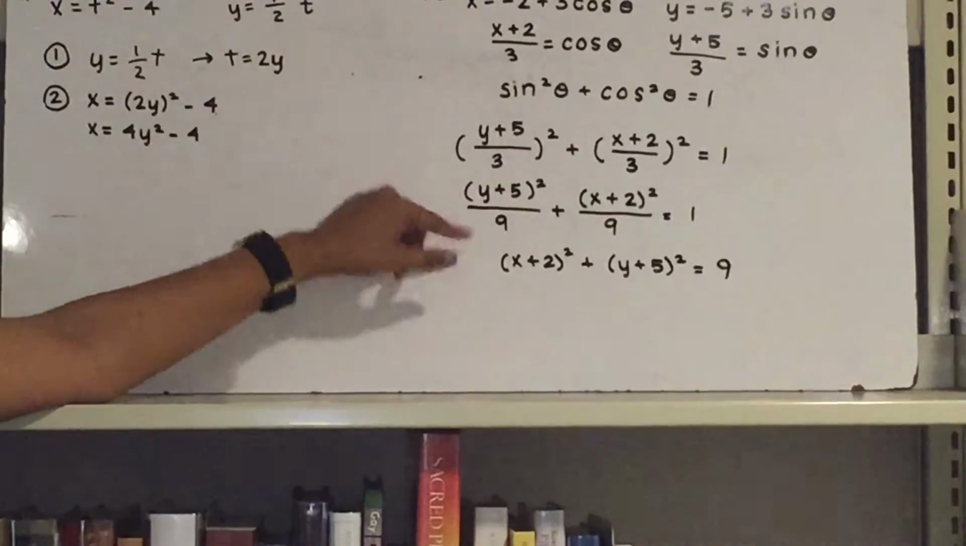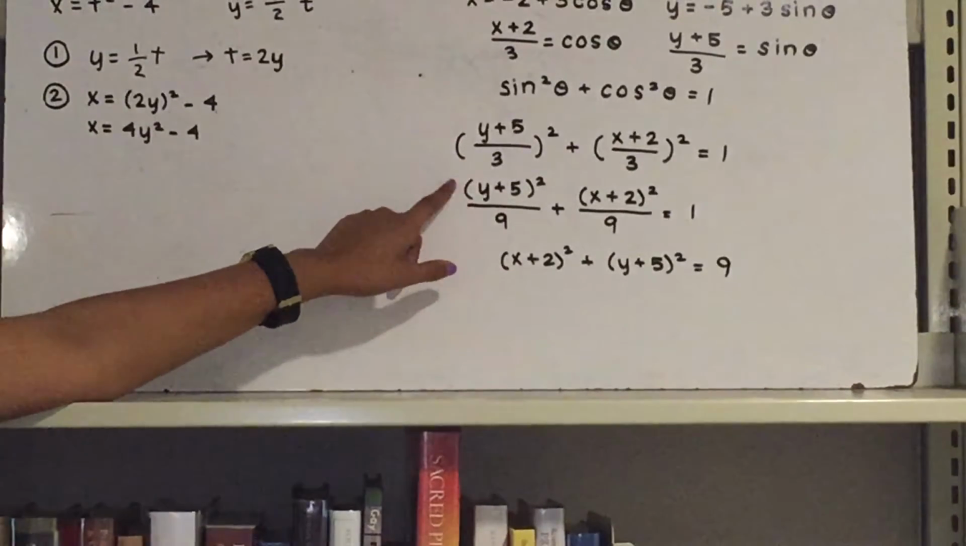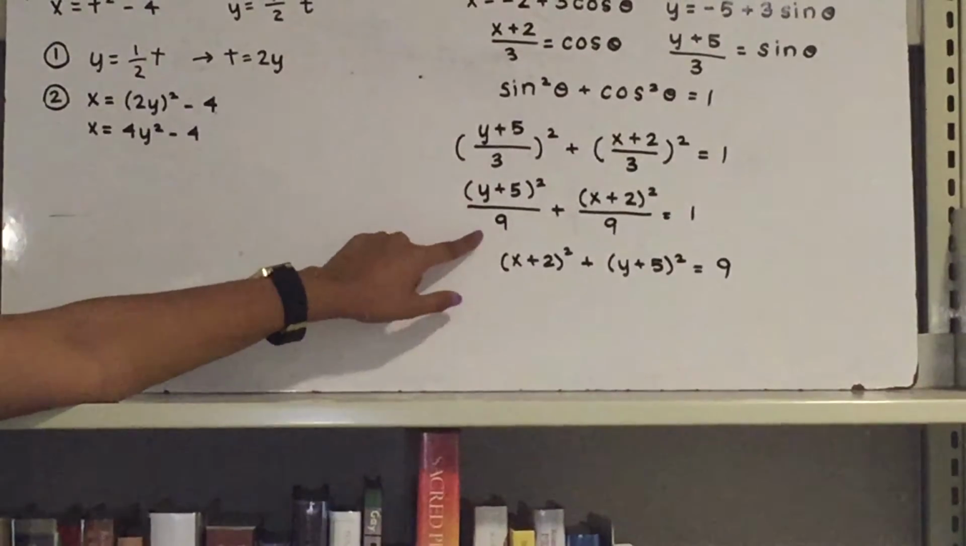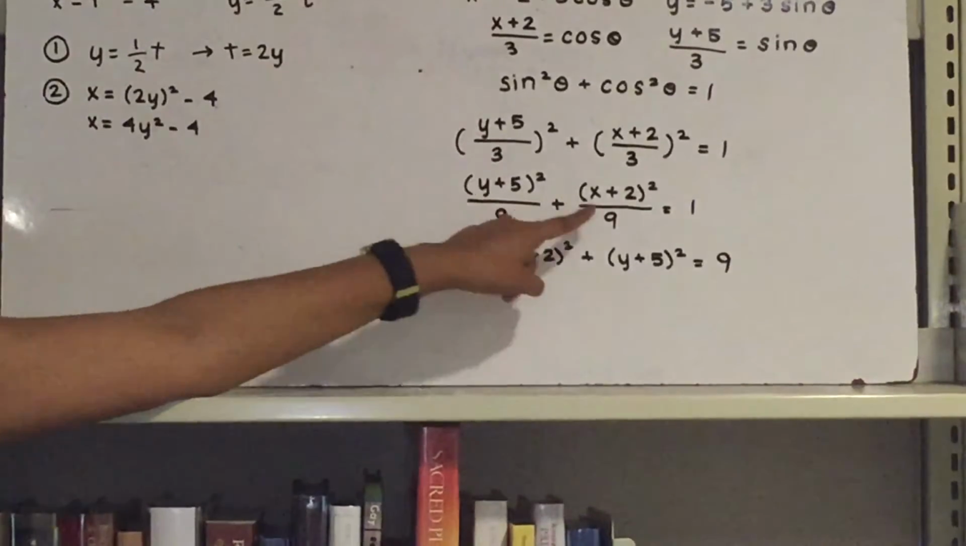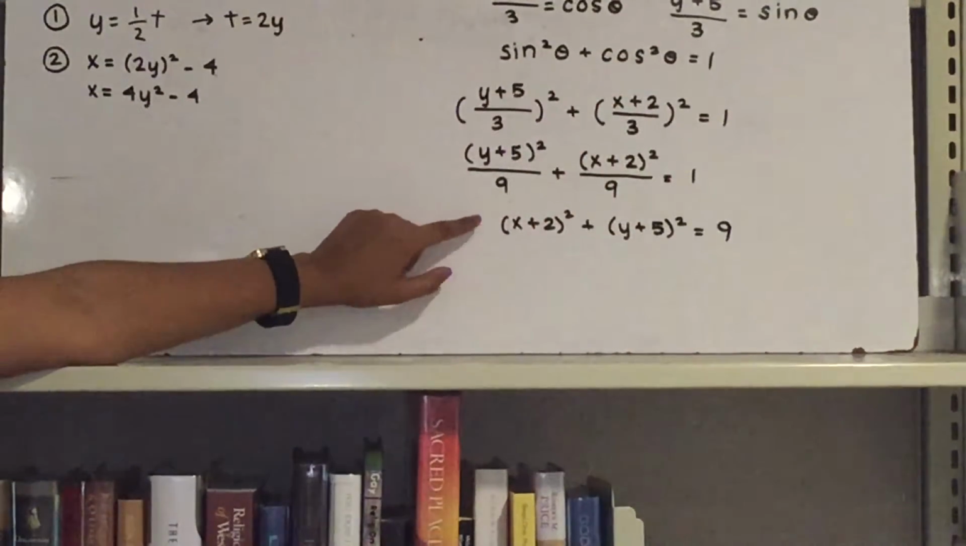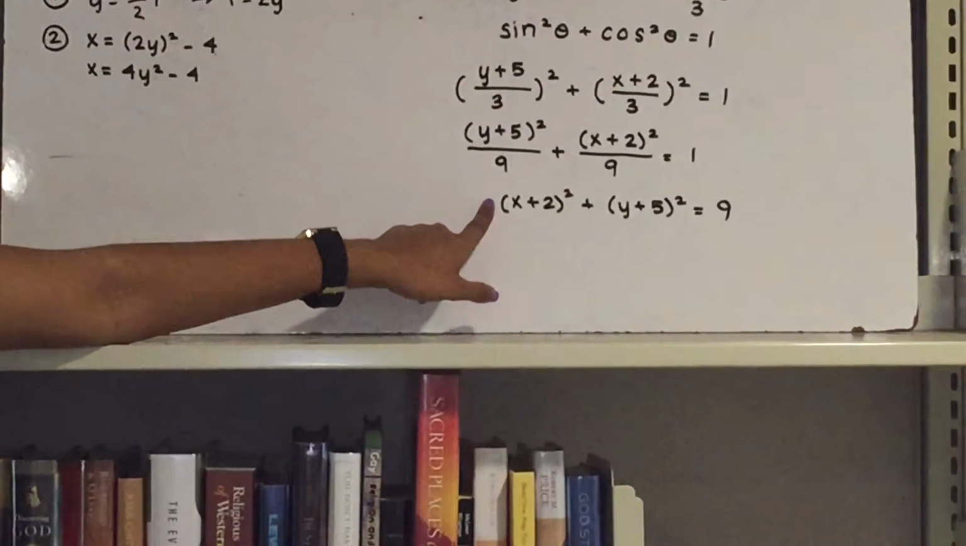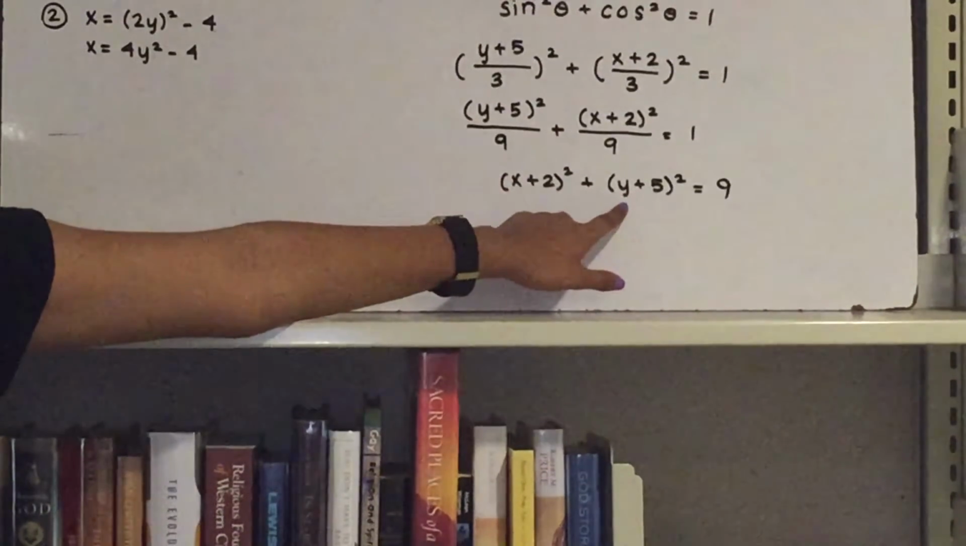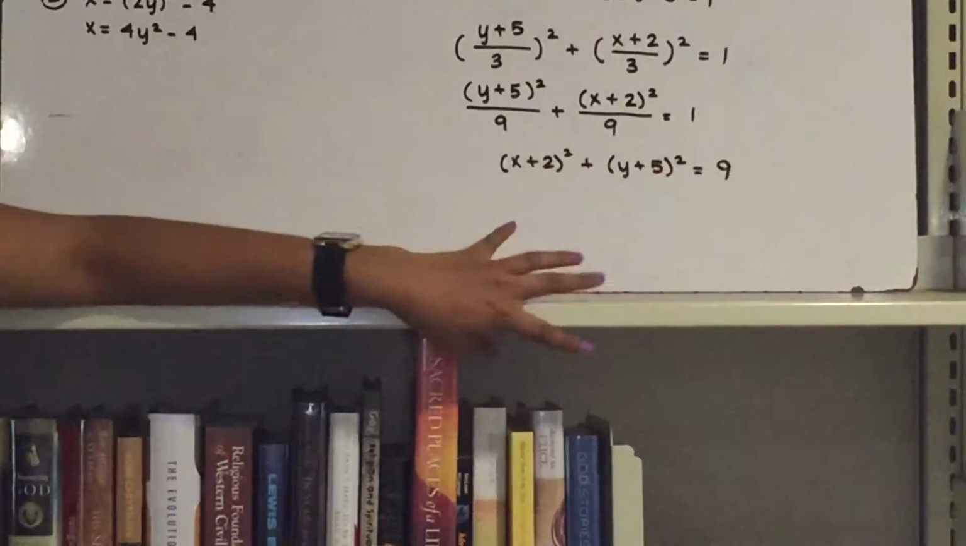From here, you can continue to simplify as that's your second step. So you get (y plus 5) squared over 9, so you squared the 3, plus (x plus 2) squared over 9 equals 1. And for your final result, you'll get (x plus 2) squared plus (y plus 5) squared equals 9, and that is the equation of a circle.